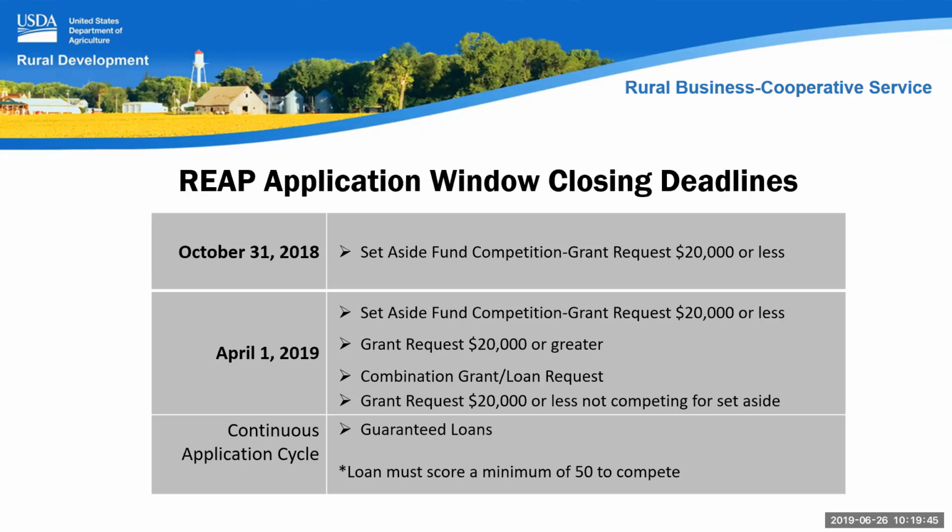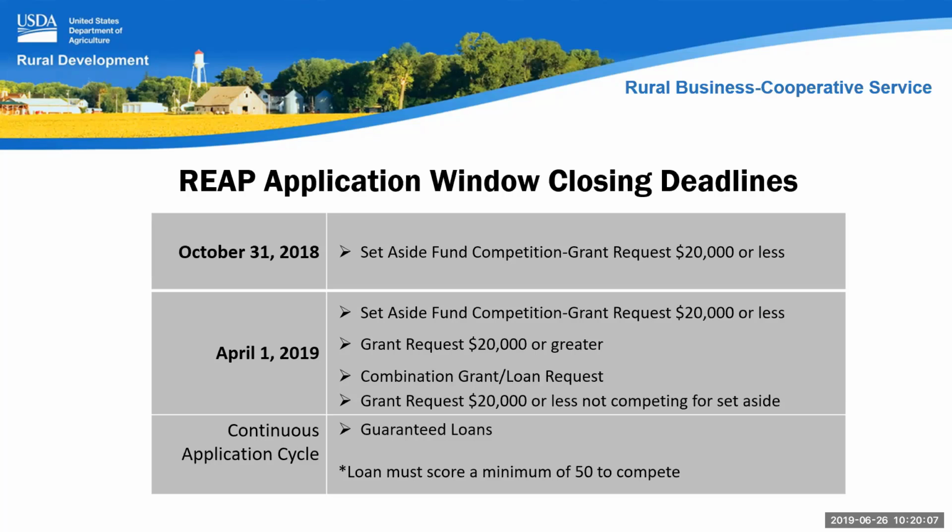We have not received official word on REAP funding for fiscal year 2020. However, we anticipate the program to be funded with similar application deadlines as fiscal year 19. We usually have our first grant competition for applicants requesting $20,000 or less in grant funds, and that first round usually happens around the end of October.